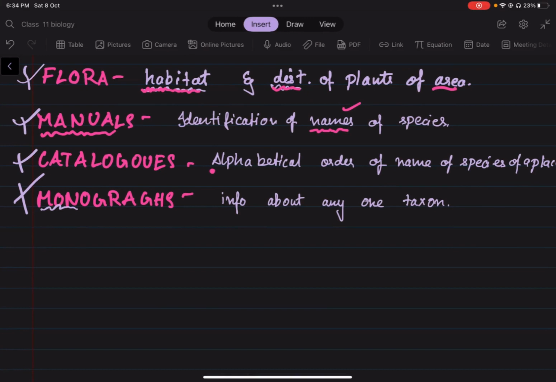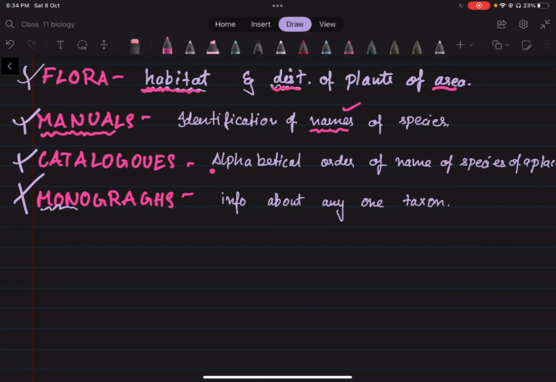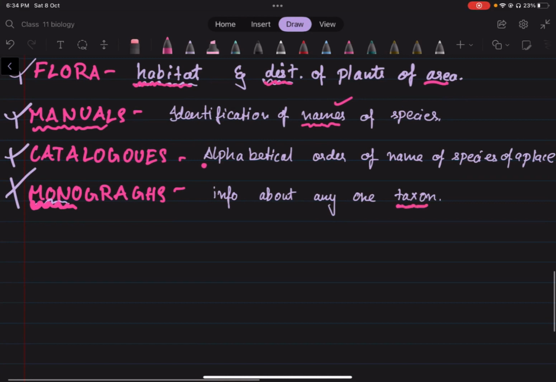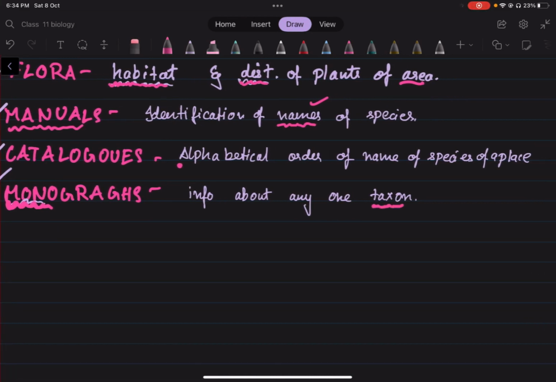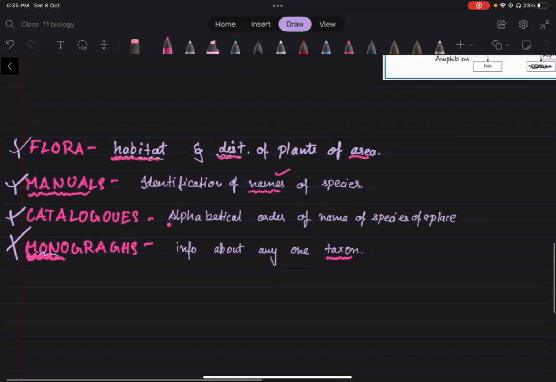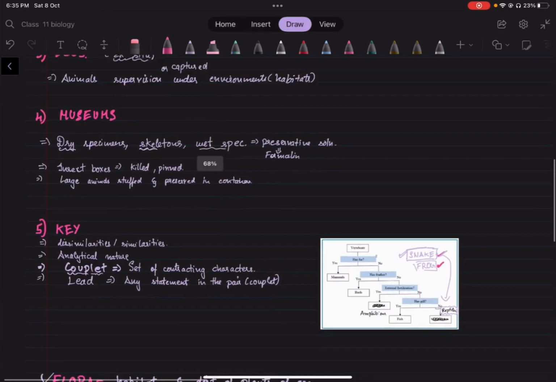And next is monographs. So as the name itself suggests, monographs, mono, right? It says mono. So information about any one taxon. What is a taxon? Yeah, taxon is any taxonomic hierarchy. So it can be a class, right? Or it can be a family, right? It can be anything, right? So if it contains information of any one of these, then it is called a monograph. So these were all the taxonomic aids that we used.